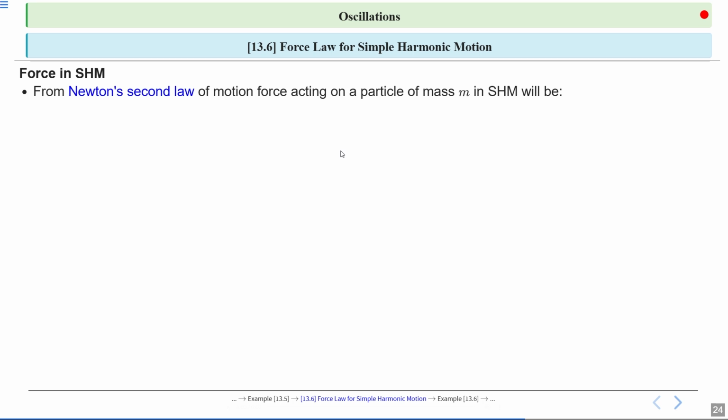So first let's recall Newton's second law of motion. It tells us that the force acting on a particle is equal to its mass times its acceleration. So here is the basic equation from Newton's second law, f of t is equal to m into a of t. This means that at any time t, the force F acting on the particle is equal to its mass m multiplied by its acceleration at t. Using equation 13.11, we have a of t is equal to minus omega square x of t.